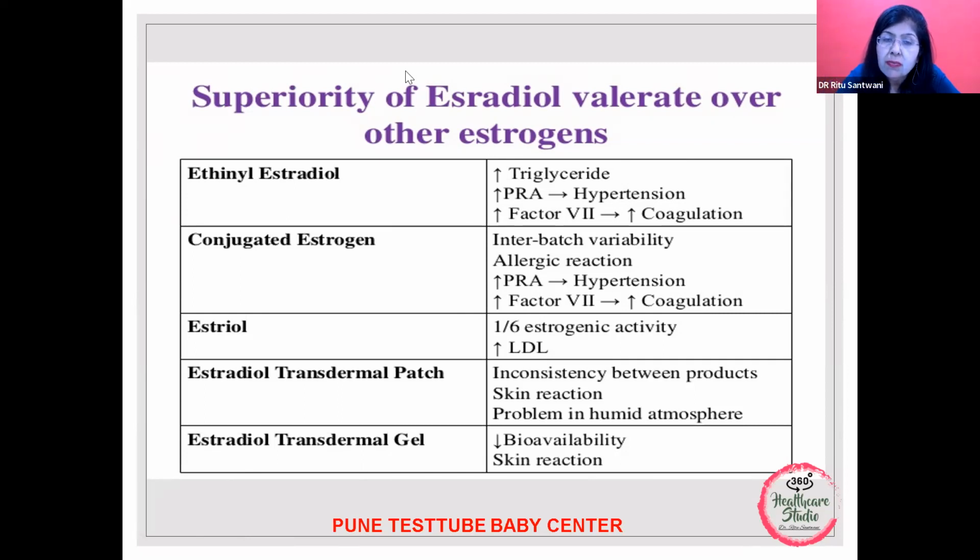Friends, before I move to the next slide, let me know the opinion of all of you, what you are using for this, which preparation of the estrogen you are using, and why so. Are you getting the best results from which preparation? I am able to see so many friends have joined across the geography also. So please write in the chat box which preparation you are using and how you are getting the results.